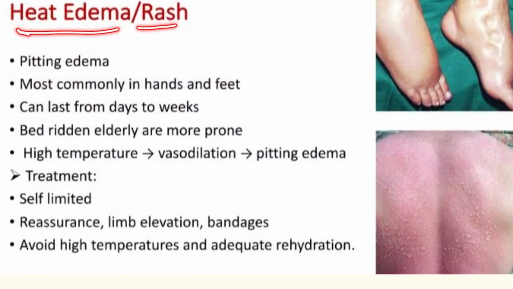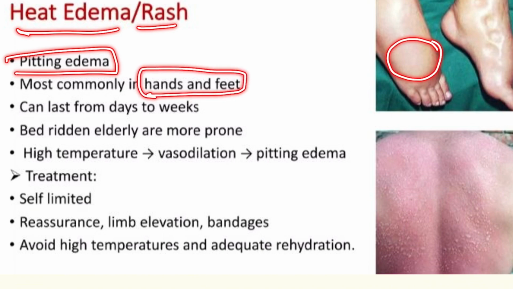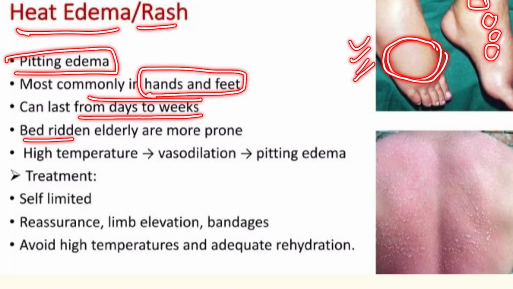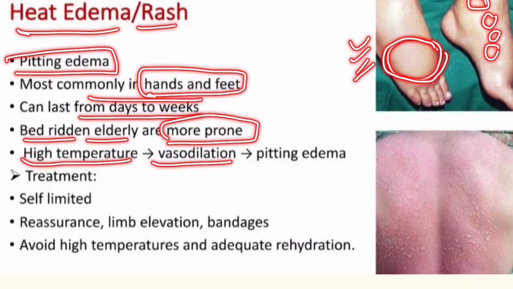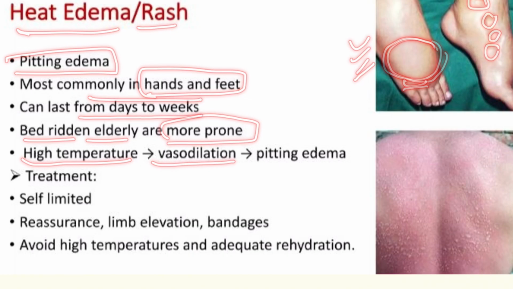Now, what is heat edema? Heat edema or heat rash is the pitting type of edema which is commonly found in the hands and feet. As we can see on the feet, you find pitting edema on the ankles, hands and feet, on exposure to heat. It lasts from days to weeks and occurs more often in the bedridden elderly, because the high temperature causes vasodilation and fluid accumulation in the hands and feet.